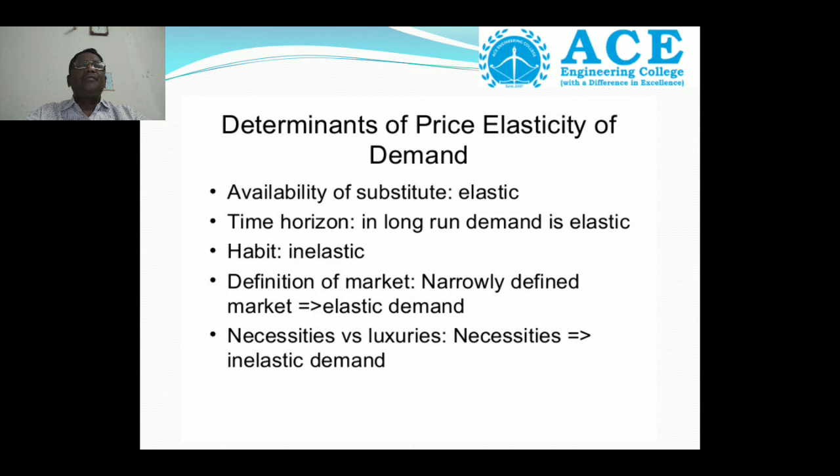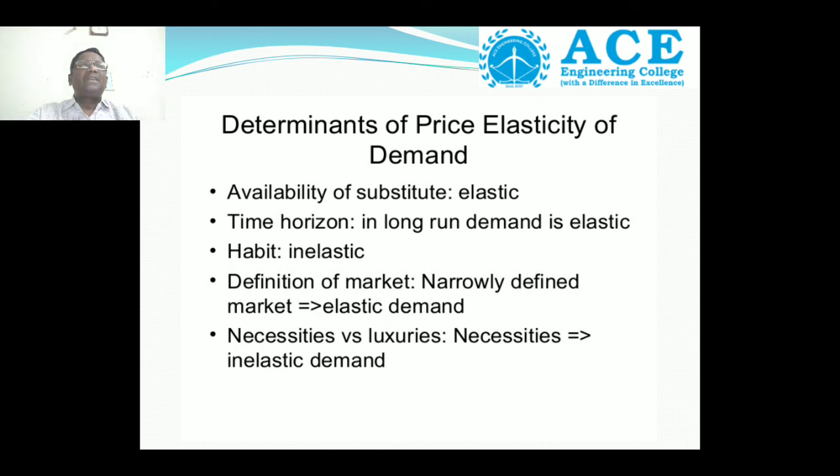Then the definition of market is narrowly defined. On what basis? On the basis of elastic demand. Elastic demand means the ratio of the proportionate changes between the smaller to the larger quantity of demand, that we call elastic demand. Then the next one is necessities versus luxuries. Necessities are inelastic demand. Even though the price is increasing, the demand for that particular product is also increasing.